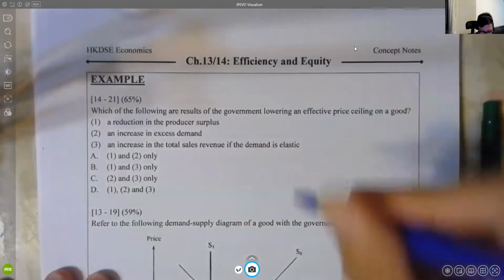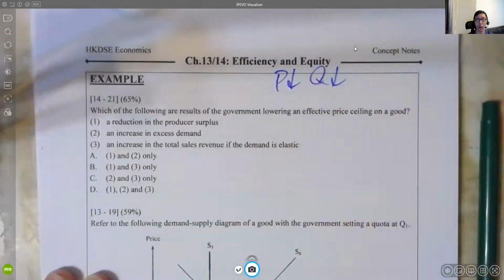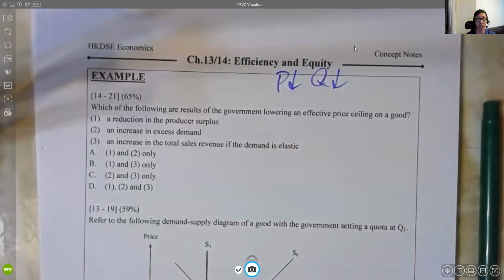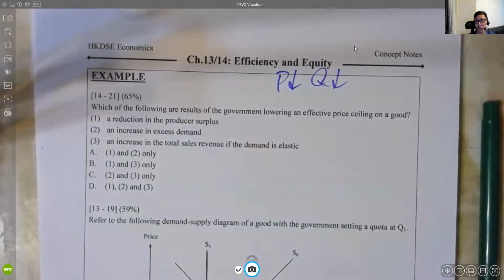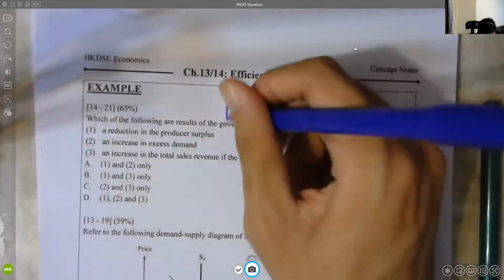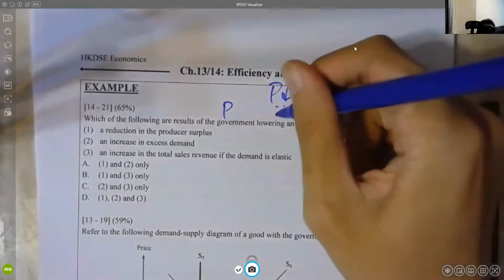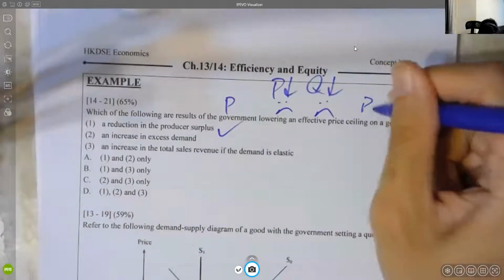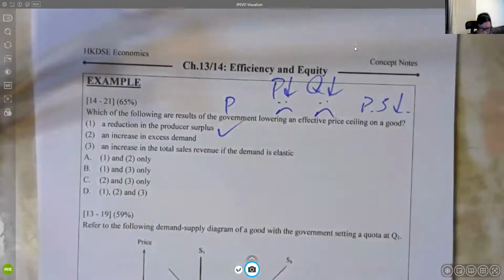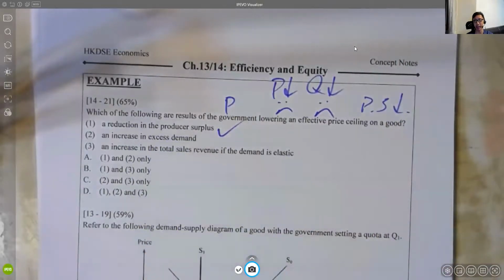So what happens is that price goes down, quantity would further go down. What happened is that reduction in producer surplus. Let's think about it. From a producer perspective, lower the price, unhappy, selling less, unhappy. So yes, producer surplus would decrease. Okay, and increase in excess demand.